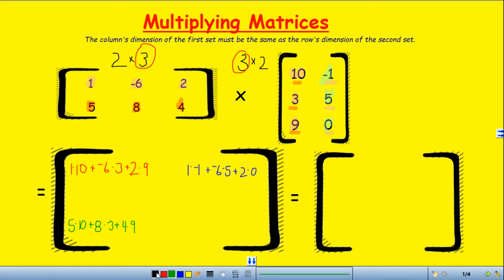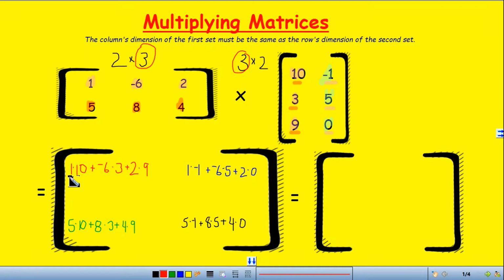So getting started with that, we'll do 5 times -1 plus 8 times 5 plus 4 times 0. Now that we have all of these written out, let's go ahead and solve it and put it into our final answer. So let's start here.